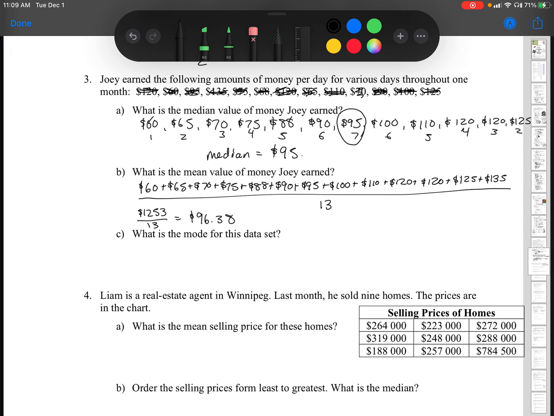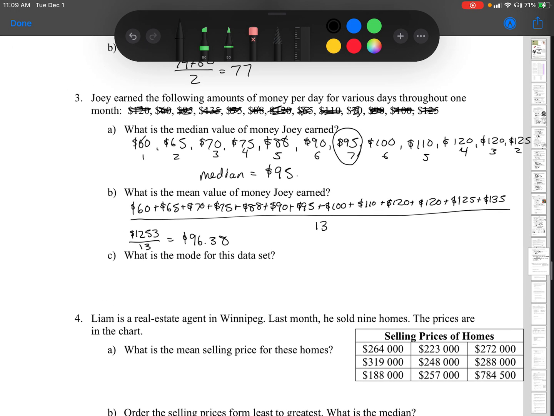Okay, now the mode. Remember, the mode is the most popular. It's the most frequently occurring. If you notice, and this is why I like putting it in order, 120 is repeated twice. No other number is repeated twice, so the mode would be simply $120.